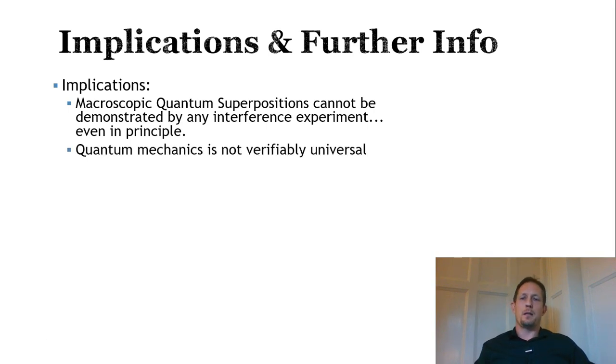It also implies that quantum mechanics is not verifiably universal. The idea is that maybe the wave state as it entangles with the rest of the world continues to be linear, but that may not be true. But the point is, this analysis shows that it cannot be verified because there's no experiment that can be done to show any macroscopic system in a quantum superposition.